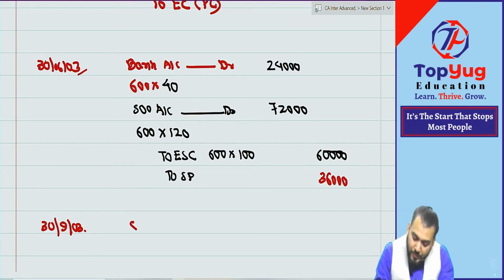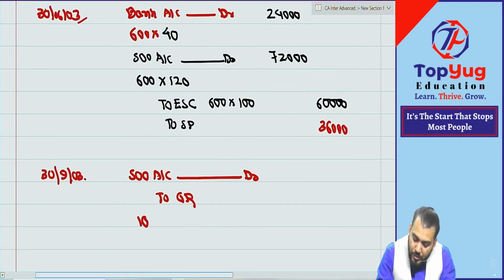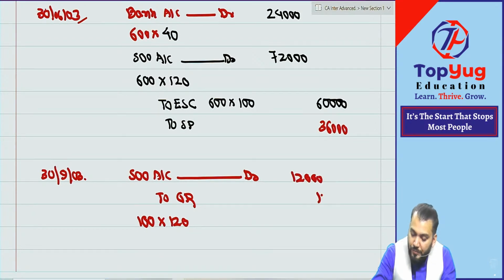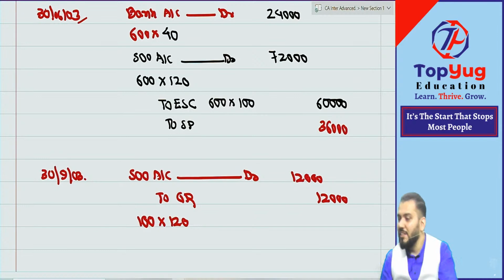What journal entry? Stock option outstanding account debit to what? General reserve. How many options? 100 options, 100 into what? 120. That is equal to 12,000. Narration is a must. In class we'll try to avoid narration, but in exam narration is must.